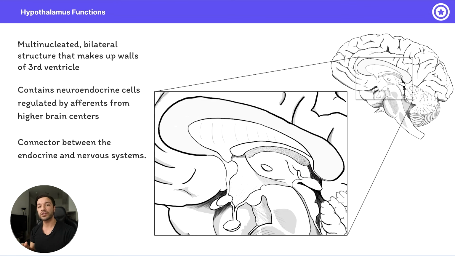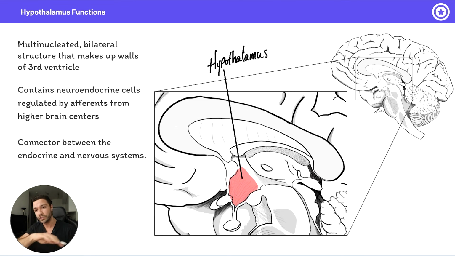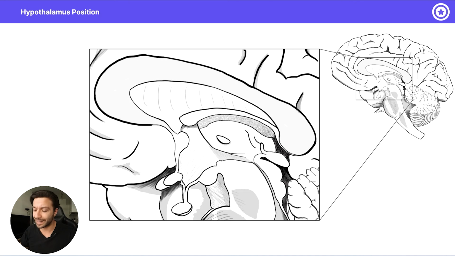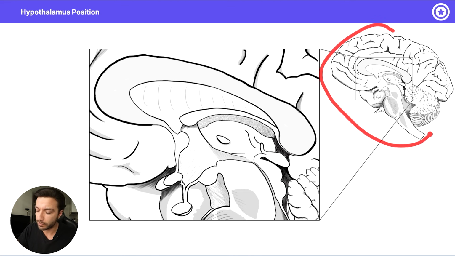So now let's talk about the second major subdivision of the diencephalon, which is the hypothalamus. Now the hypothalamus is kind of similar to the thalamus in the sense that it is made up of multiple nuclei which receive afferents from the upper cortical areas, which help regulate our endocrine system. So this is considered part of the neuroendocrine system, and this acts as the connection between the nervous system, so receiving input from the cortex, and the endocrine system, so distributing chemicals throughout our body, which will have a global effect on the body. We're still looking at this from a sagittal point of view.